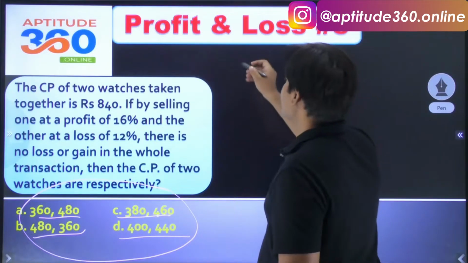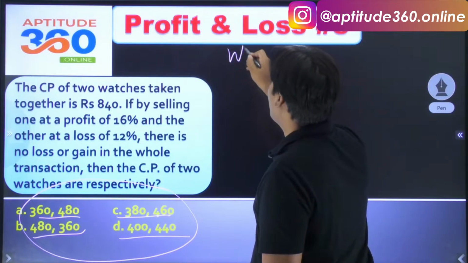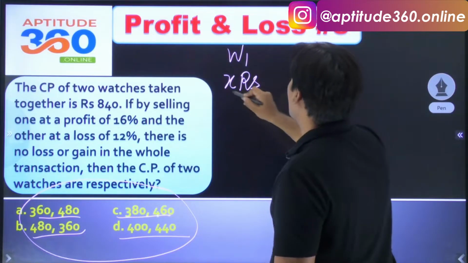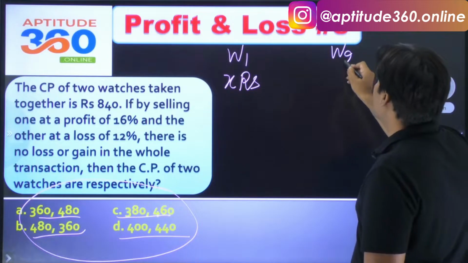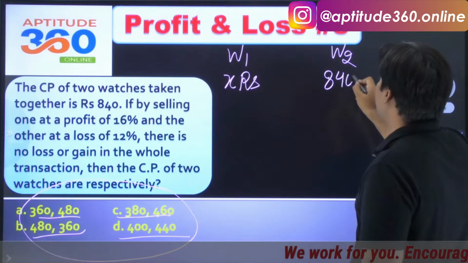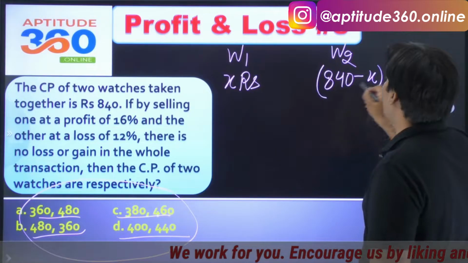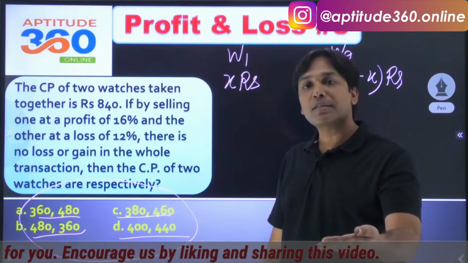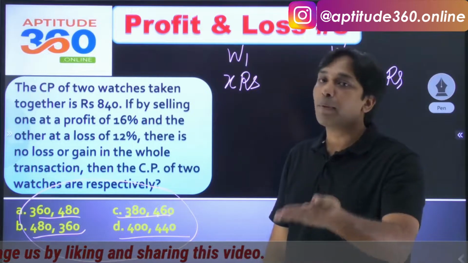So I will take watch number 1. I am assuming this is for X rupees, okay? And watch number 2, say the price of watch number 2 is 840 rupees minus X rupees. Now there are people who will take X and Y, A and B. If you deal with 2 variables, you will have to make 2 equations, फिर वहाँ पे आपका space जाएगा.